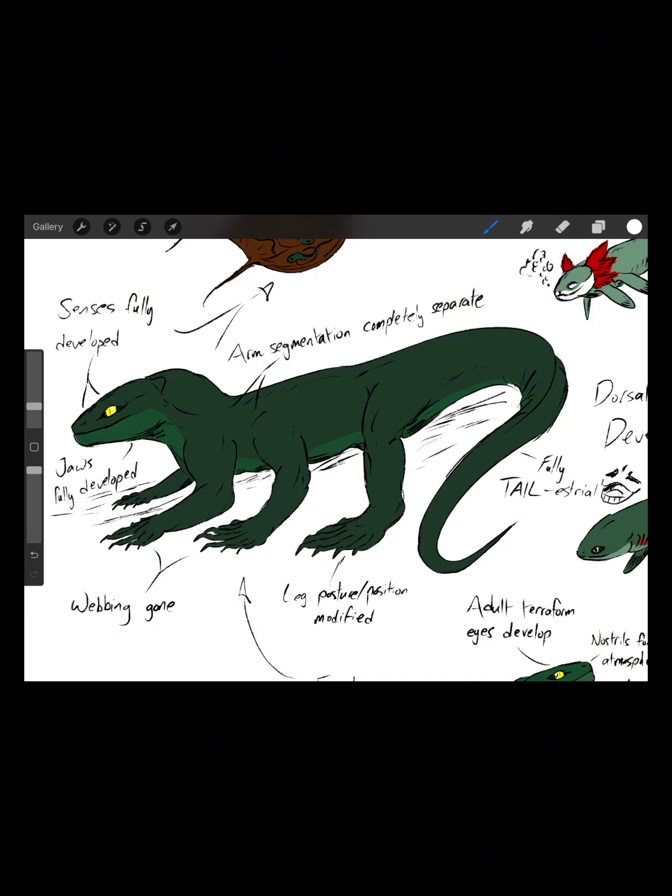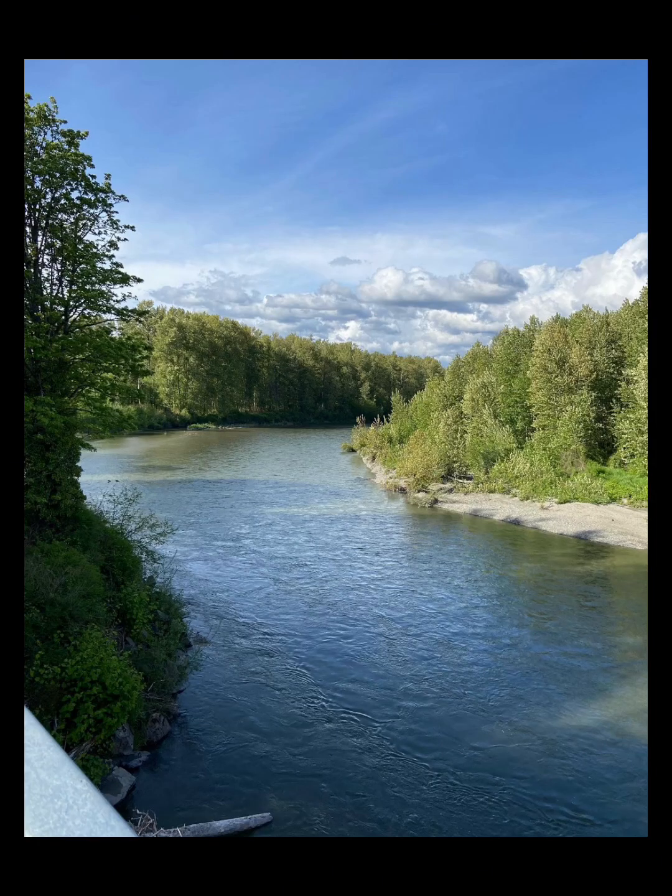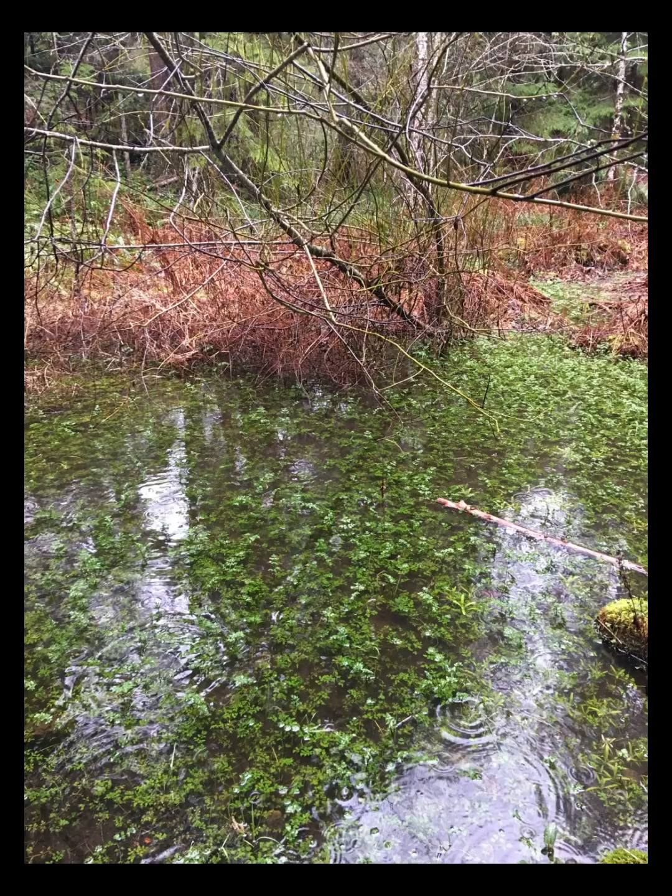So, habitat: they live in brackish and fresh water. This is a lineage that came from the sea. They're very shark and fish-like, but they are developing more to be freshwater and swamp-esque type of creatures. So swamps, bogs, marshes, streams.